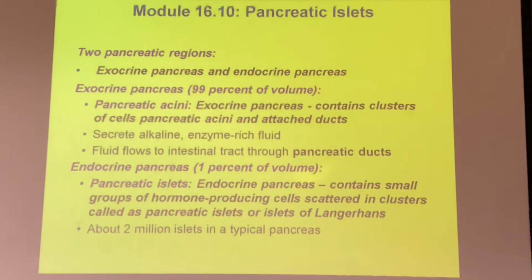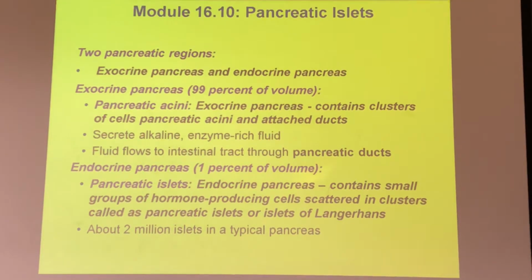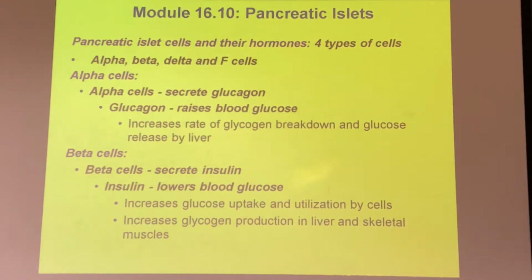If you are given a slide to identify for lab purposes, you need to identify whether the pointer is towards the exocrine part or the endocrine part. Acini have clusters of cells, pancreatic acini and attached ducts. Islets contain small groups of hormone-producing cells that are scattered in clusters, and therefore it's called islets, also known as islets of Langerhans.